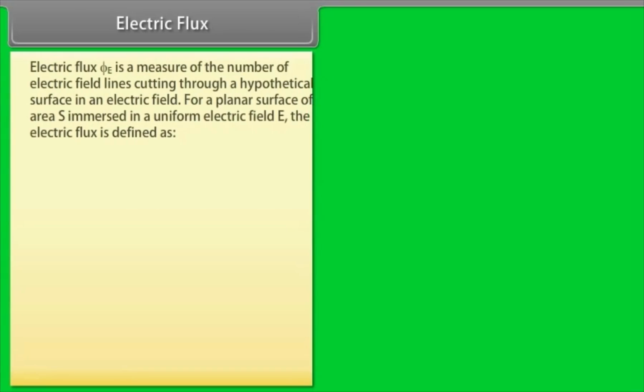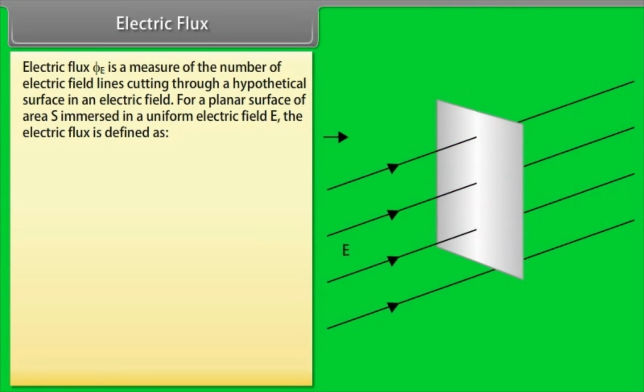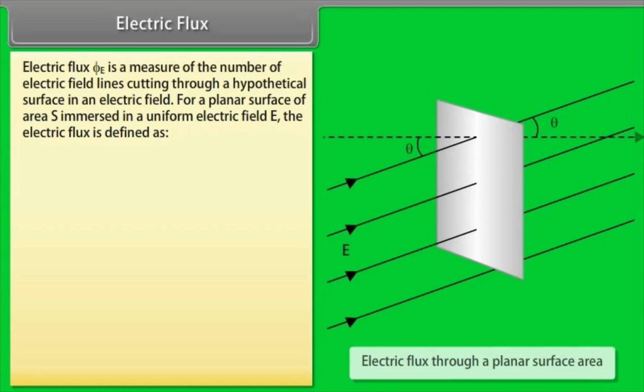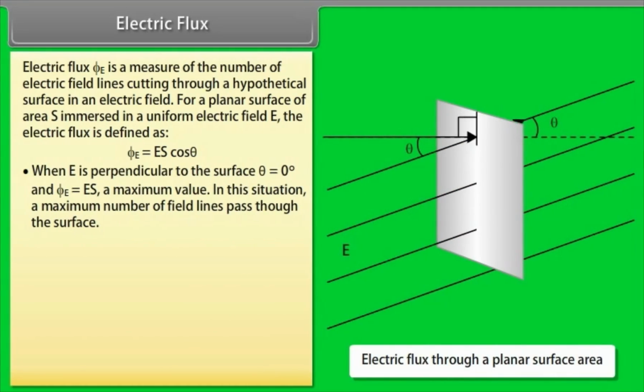Electric flux. Electric flux phi E is a measure of the number of electric field lines cutting through a hypothetical surface in an electric field. For a planar surface of area S immersed in a uniform electric field E, the electric flux is defined as phi E is equal to E S cos theta. When E is perpendicular to the surface, theta is equal to 0 degree and phi E is equal to ES, a maximum value. In this situation, a maximum number of field lines pass through the surface.